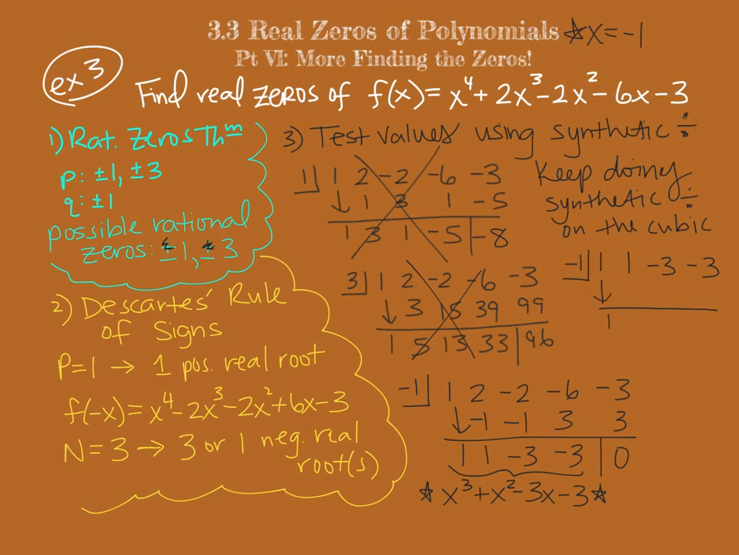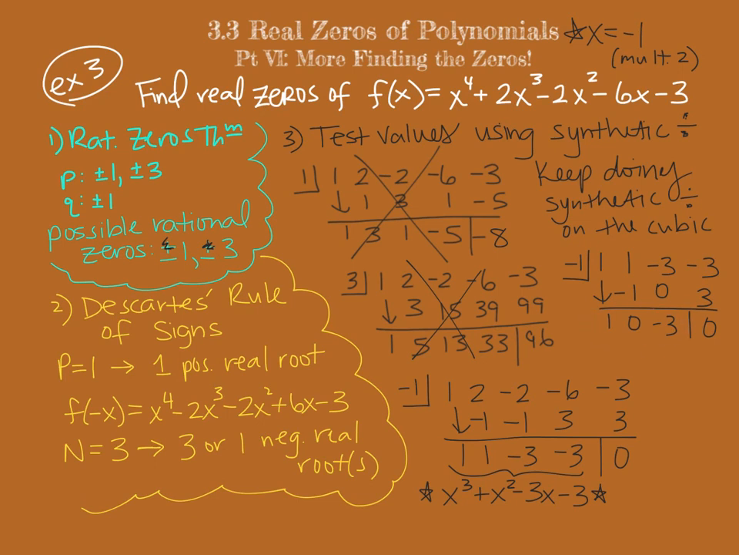So I bring down the 1, 0 times -1 is 0, -3 times -1 is 3, awesome. That ended up working again. So that means our root of -1 has a multiplicity of 2. It occurs twice because it worked again. Now, if you had tested -3, you would have found that it actually did not work.